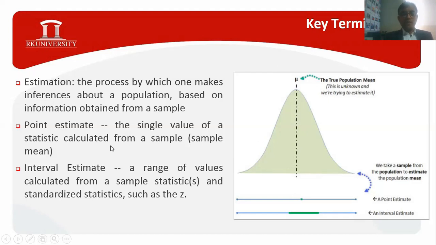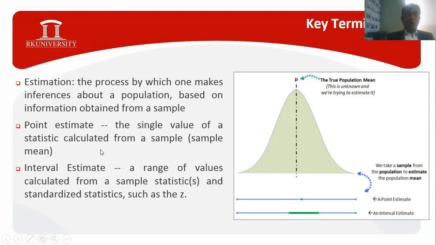The single value of a statistic calculated from the sample, for example x bar, is called a point estimate. For example, in the process of estimating the population mean, generally we collect a sample and calculate the sample mean, which is represented by x bar. So we generally say that the population mean mu will be approximately equal to x bar. That point estimate, x bar, which we use to estimate the population parameter, is called a point estimate.